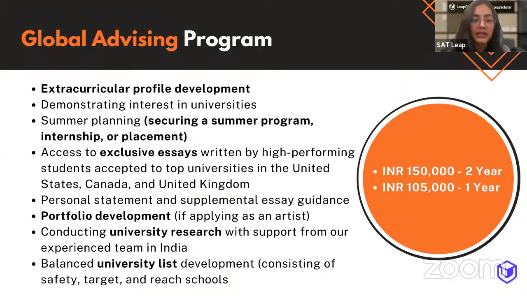We have summer planning, securing a summer program, internships, placement. We help with all of that. We also give you access to exclusive essays. We help you to write SOPs as well. We also help you with portfolio development, university list development, university research: what field, which university you should look into, what are the best universities.